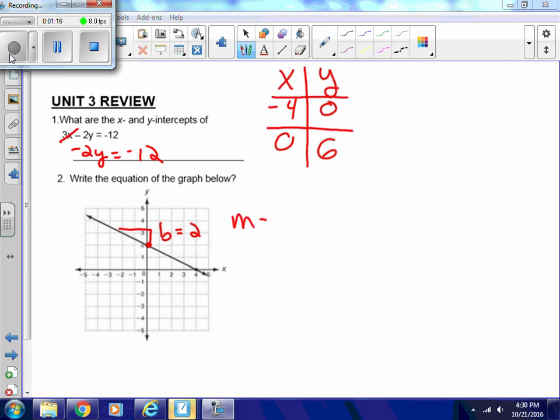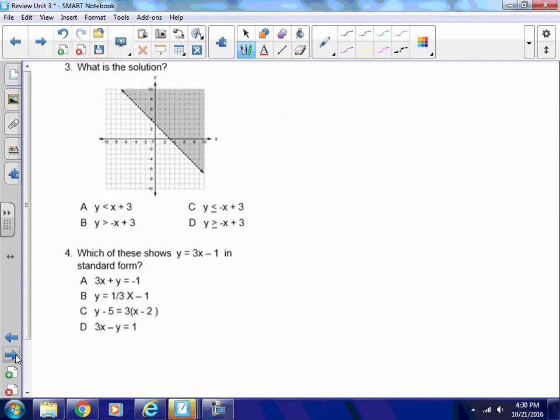So my slope, I rose 1 and I ran backward 2. My slope is negative 1/2. So the equation of my line is y equals negative 1/2 x plus 2. They didn't say what form, and the easiest form in this case is slope-intercept.